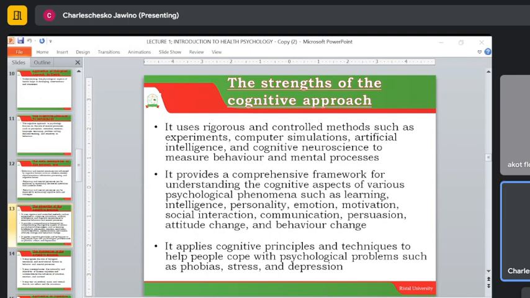The strength of this approach is that it uses rigorous and controlled methods such as experiments, computer simulations, artificial intelligence, and cognitive neuroscience to measure behavior. We saw in the biological approach that it uses chemical substances in the body, neurotransmitters, to measure behavior. But this one, we try to test how you reason. We try to test how you approach something. Those are some of the experiments we perform here. We try to test whether you can remember, whether you can concentrate.